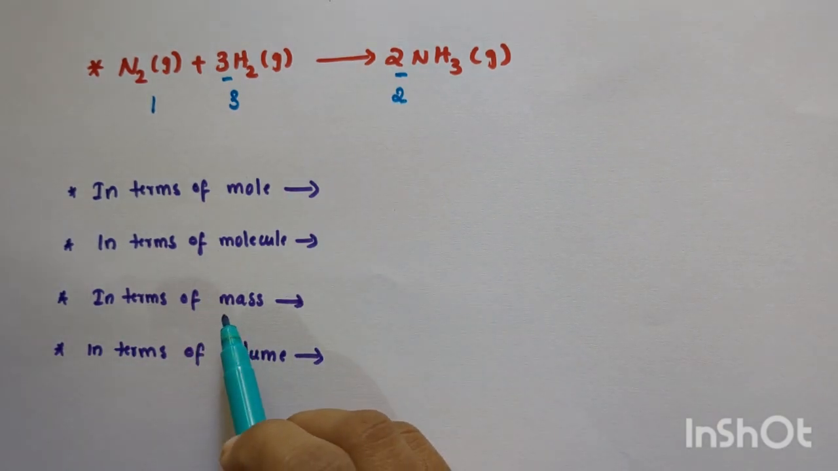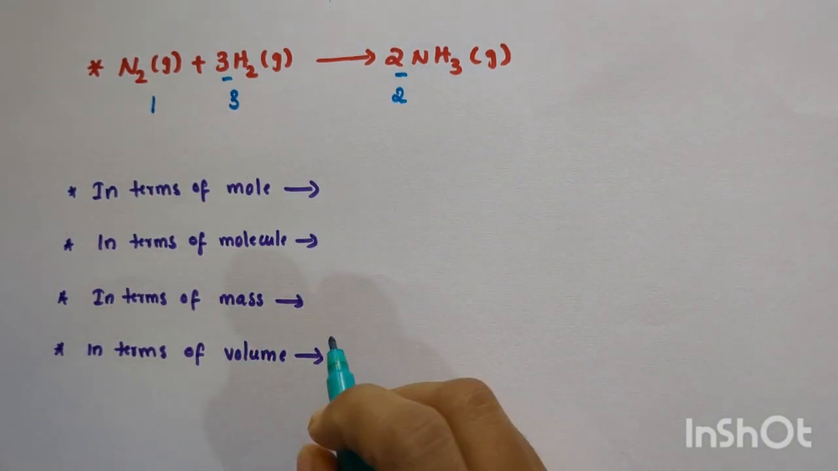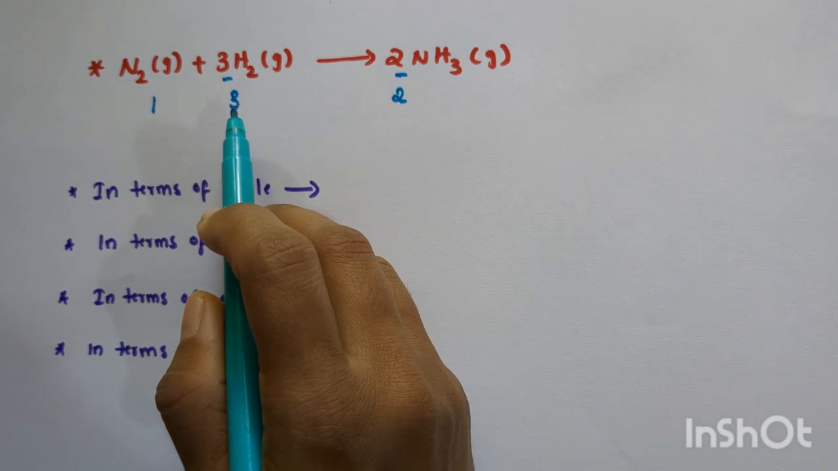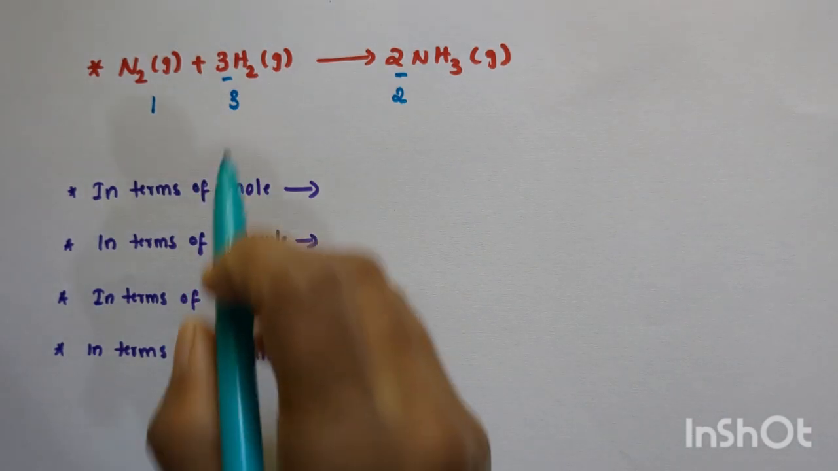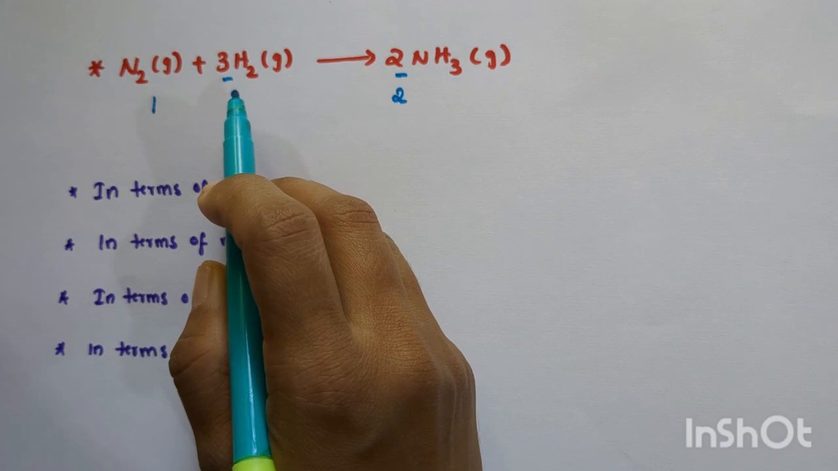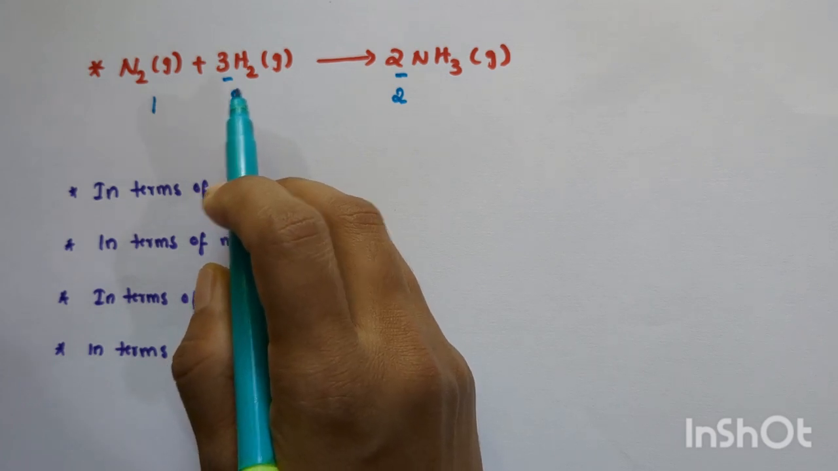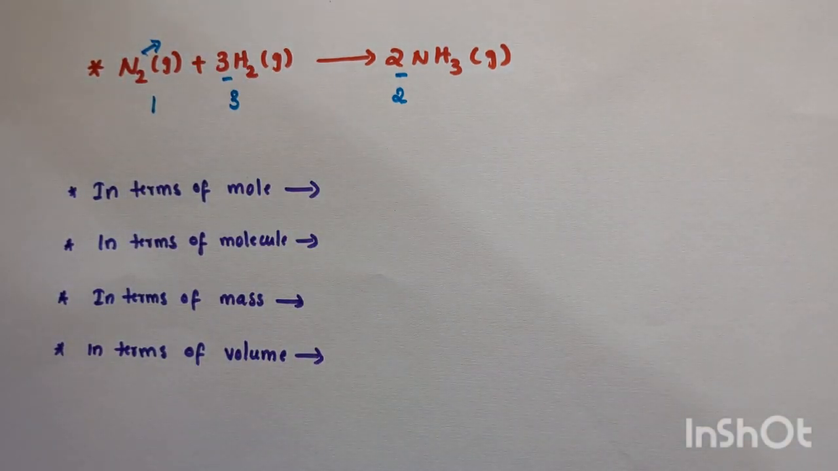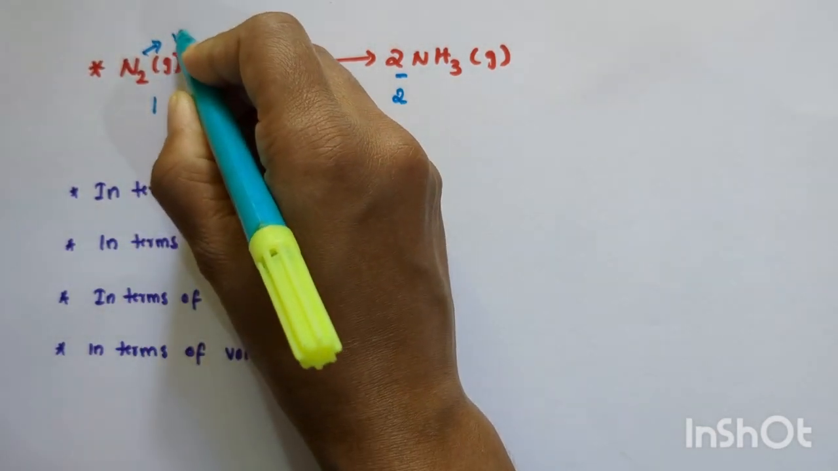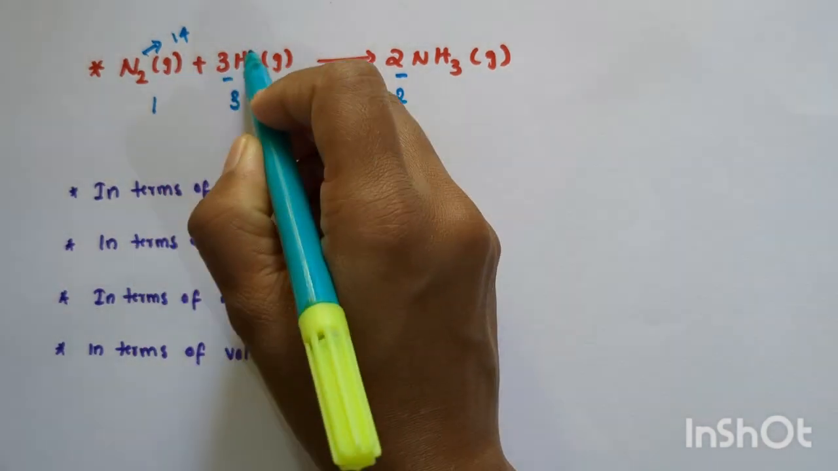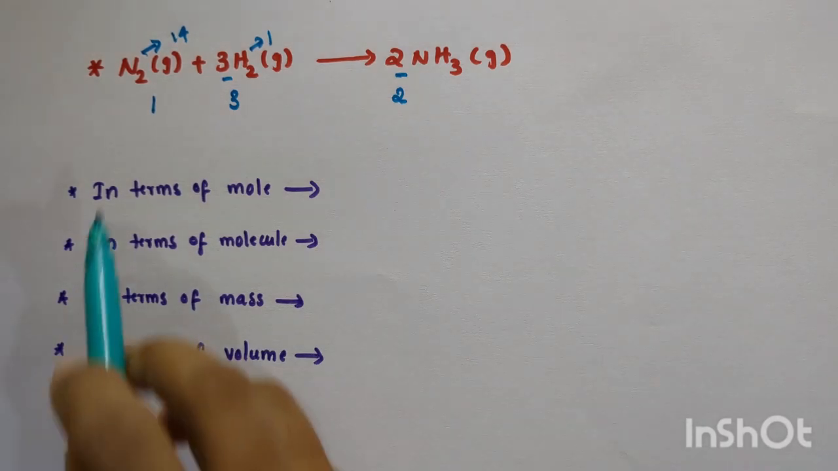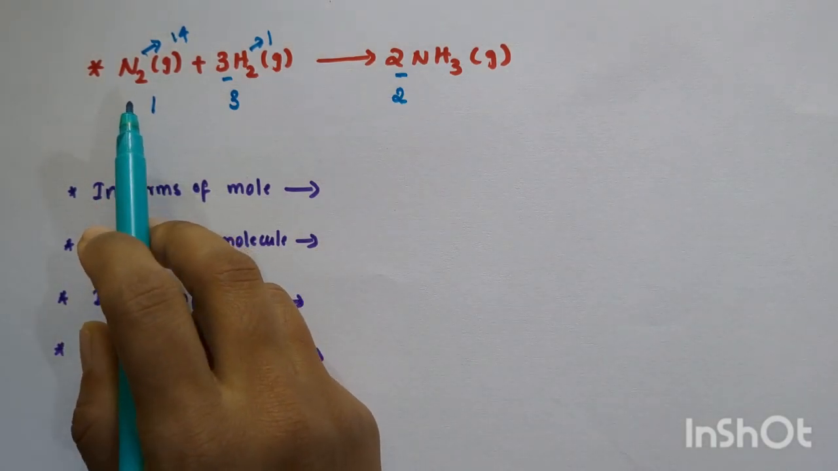Now what about in terms of mass? We are actually talking about the molar mass. Molar mass means mass of 1 mole. Here we have 3 moles of hydrogen, so you have to consider that as well. And molar mass is equal to the molecular mass in grams. For 1 nitrogen, we can take it as 14. For 1 hydrogen, we can take it as 1. So the molar mass of N2, 14 plus 14, will be 28.